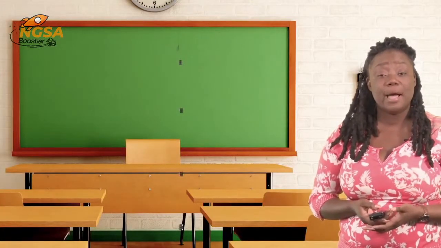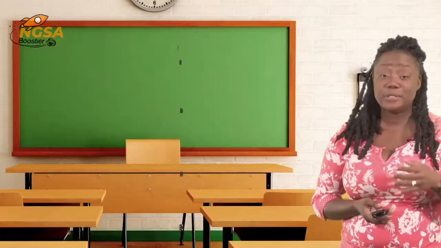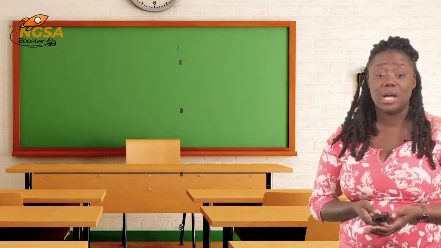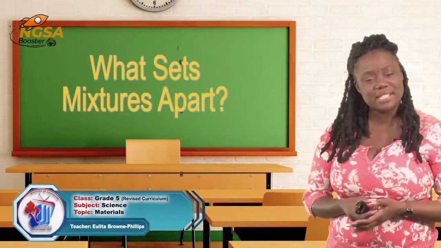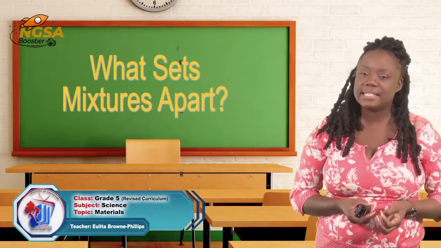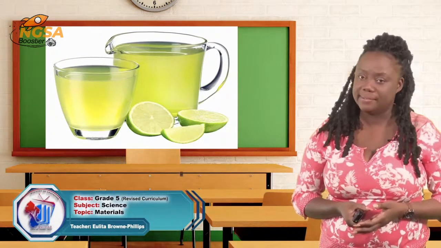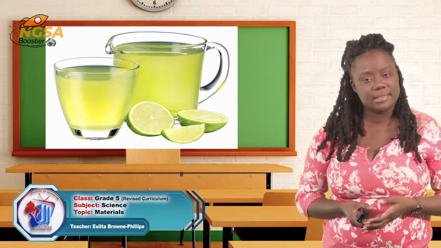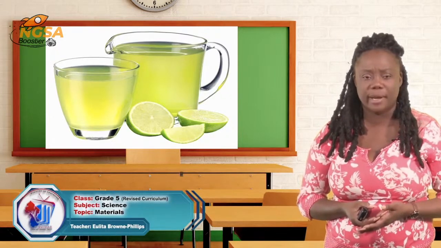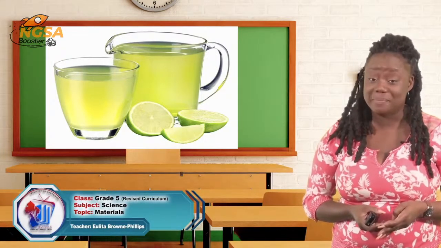Let's take, for example, a mixture of M&Ms. This is a mixture of M&Ms with different colors. The two mixtures I shared with you are mixtures of solids. What sets mixtures apart? Take into consideration the Swank that I made. Do you usually see the particles in the glass when you are ready to drink it? No, they all look the same.